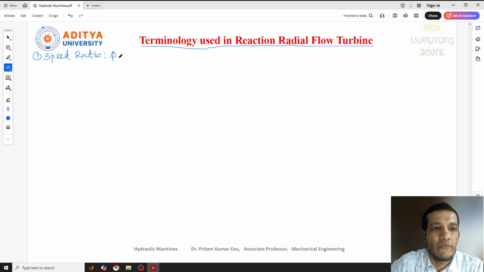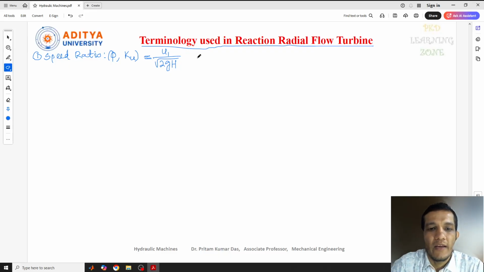Sometimes it is denoted by phi and sometimes it is written as KU. Some books use this term and some books use that term. Sometimes the speed ratio is calculated for a turbine and for a pump also, but in general we can write both terminologies. The speed ratio we can write in this way: E1 divided by root over 2gh.